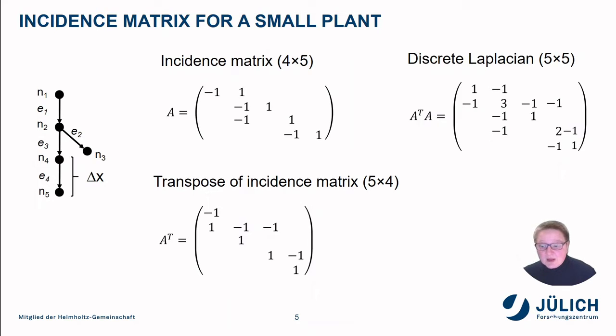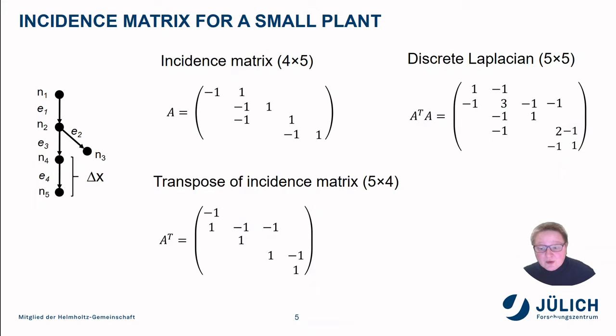As a simple example, let us consider a small plant with one branch and subdivide it into 5 nodes that are connected by 5 edges of length delta x. This is a simple mathematical graph. Let the graph also be a directed graph, so that the direction of each edge is positive in the direction of the arrow and otherwise negative.